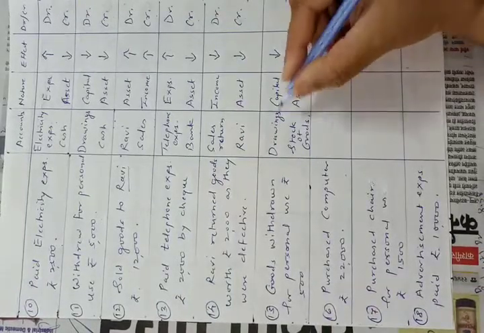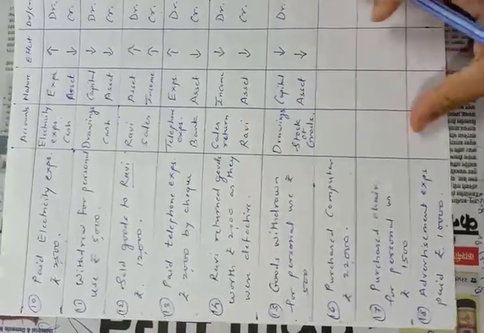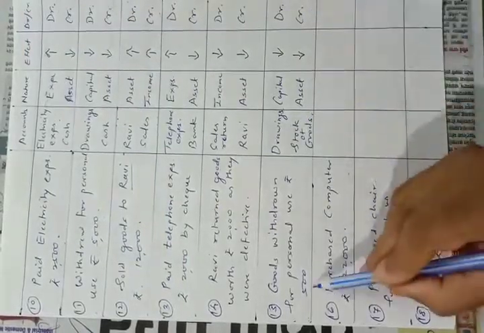Second rule for drawings account: if there is reduction in capital, account will be debited. First rule for asset: if there is reduction means decrease in asset, account will be credited. So here drawings account will be debited by rupees 500 and stock of goods, that is stock account, will be credited by rupees 500. Understood?